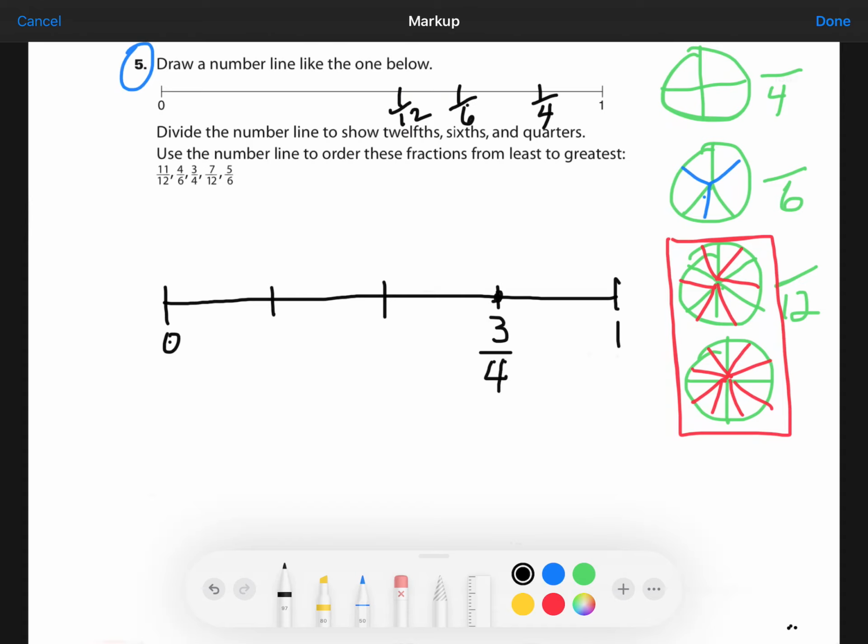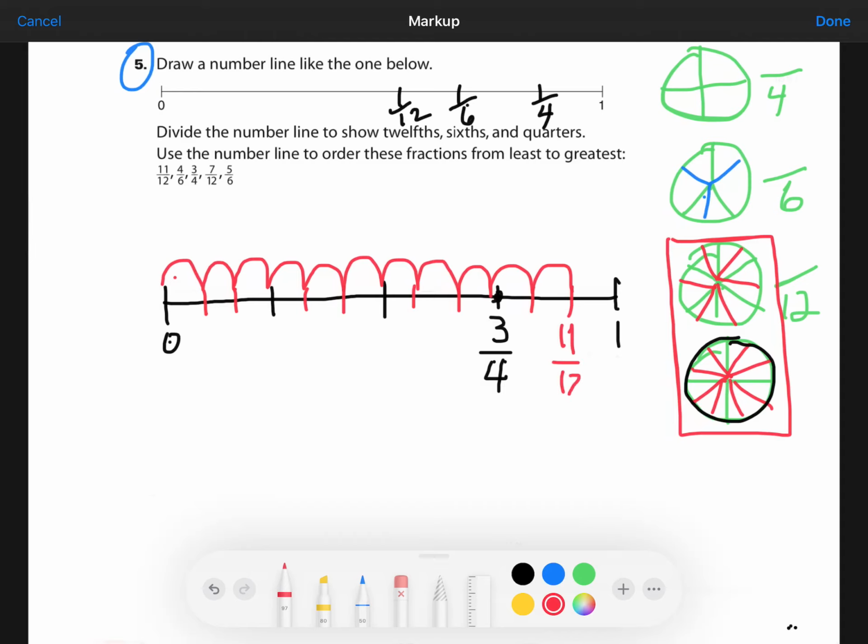And I'm going to think about this concept here, this one where I started with quarters and divided each quarter into 3 to make twelfths. Okay, so each of these is a twelfth, and I need 11 of them. 3, 4, 5, 6, 7, 8, 9, 10, 11. There's our twelfths.